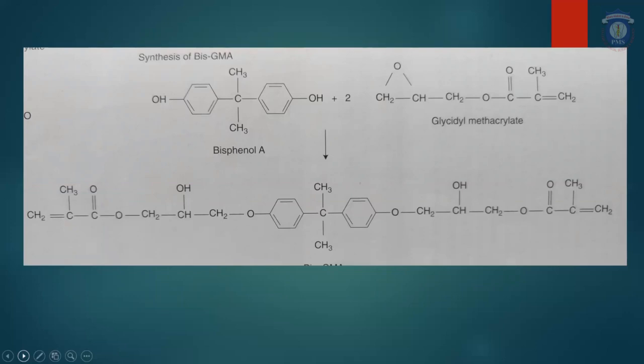Okay, one molecule of bisphenol A and two molecules of glycidyl methacrylate result in this bis-GMA. You can see that there are two methacrylate groups containing carbon-carbon double bonds, and that this monomer is a combination of straight chain as well as cyclic hydrocarbons, isn't it?